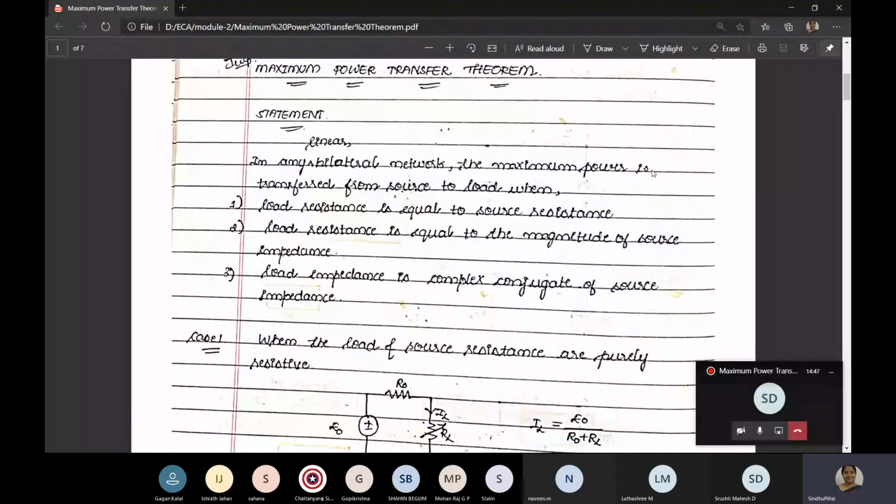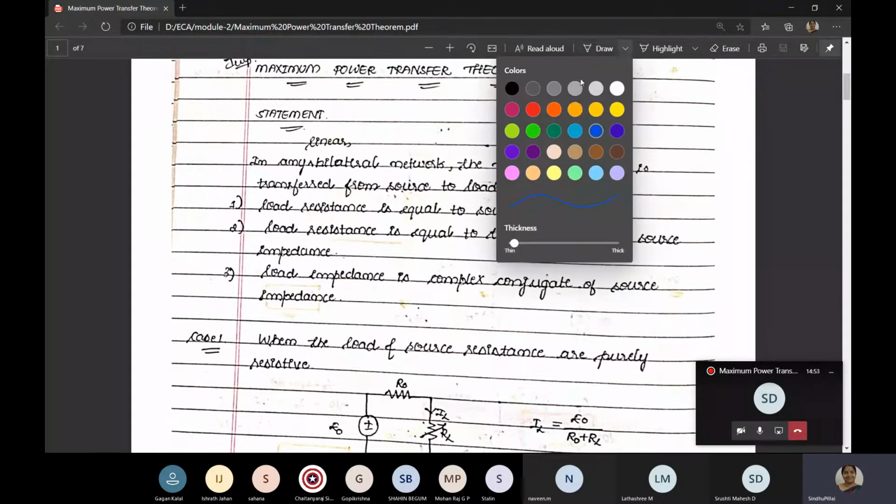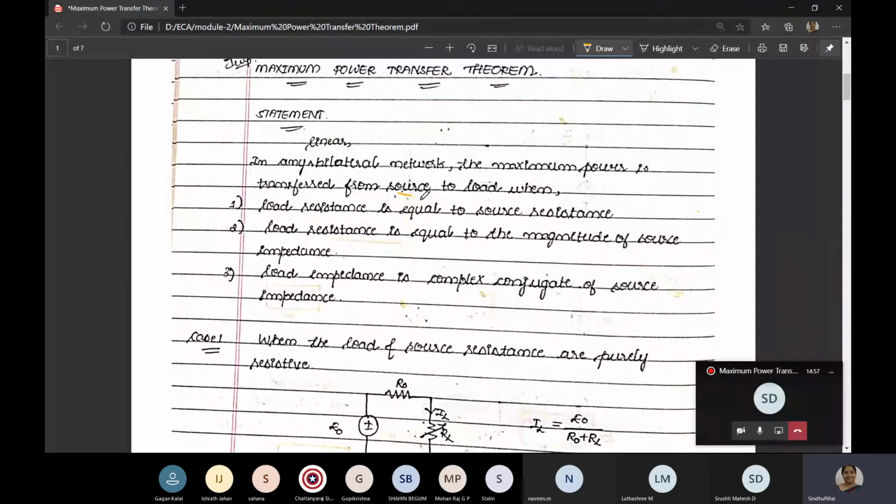In any linear bilateral network, the maximum power is transferred from source to load. That is important. From where to where will the maximum power be transferred? It is transferred from source to load. When will the maximum power be transferred? When three conditions are met. So at three different conditions, we'll see how the maximum power is transferred.